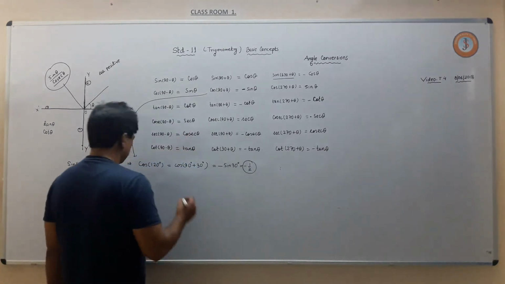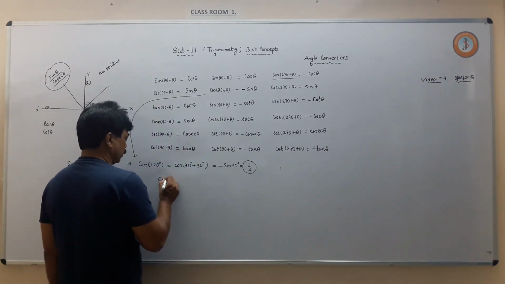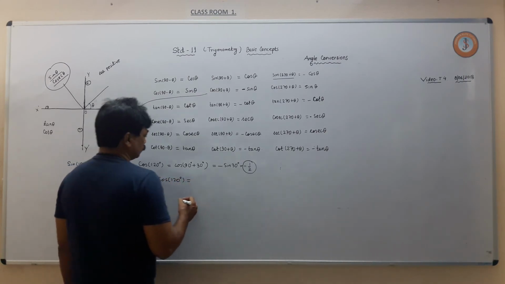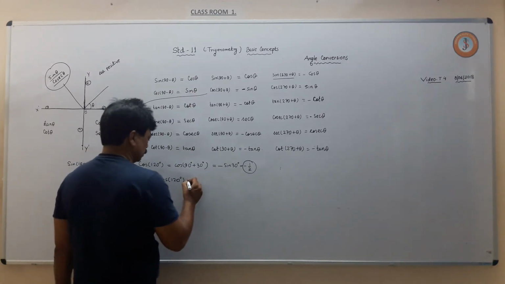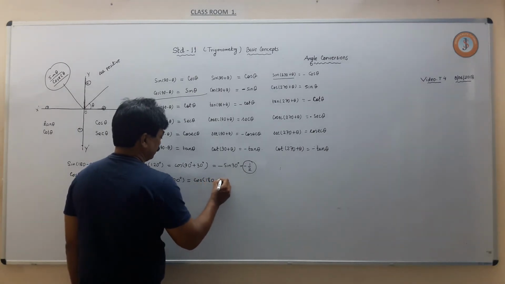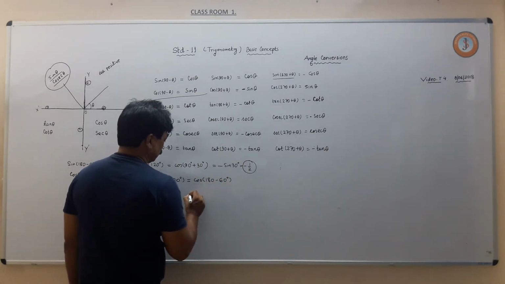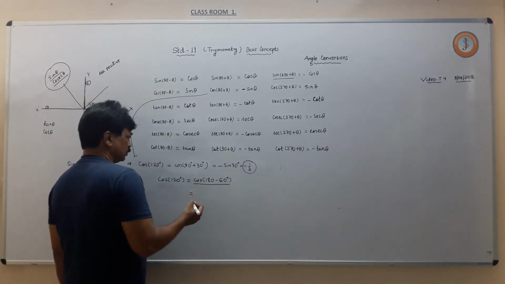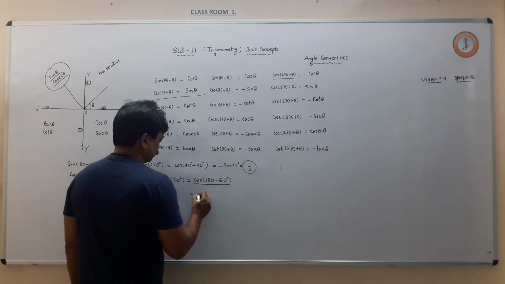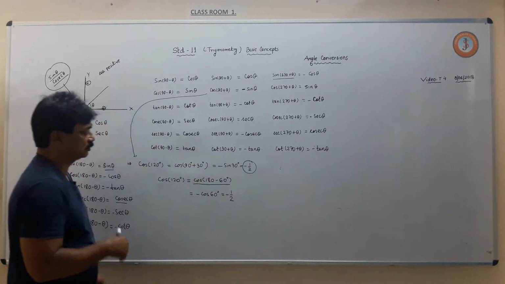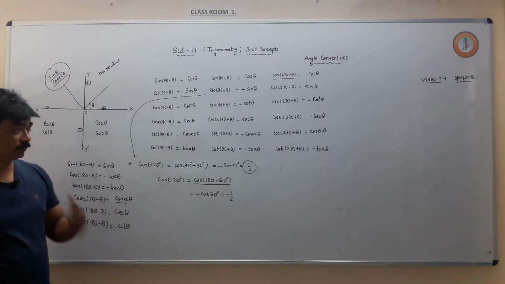Now suppose somebody tells me to find out how much is cos 120 degree. Now I go the other way around. Cos 120 degree will be written as cos 180 minus 60 degree. The result of cos is negative, so it will be minus cos 60 degree, and that is minus 1 by 2. So both the ways we have come to the same thing, isn't it, children?